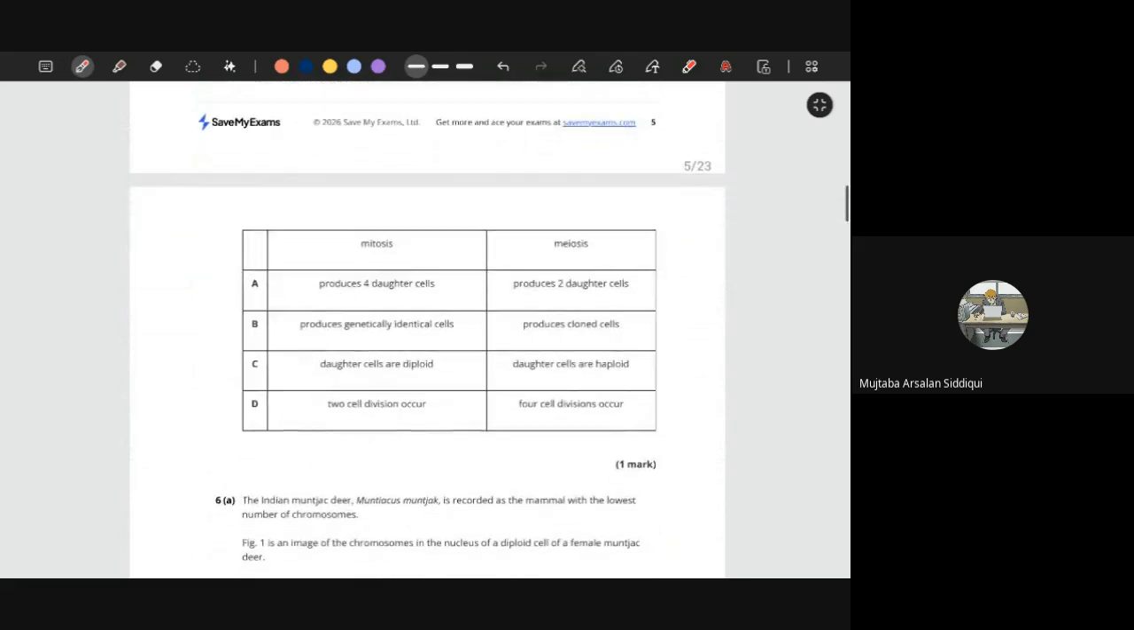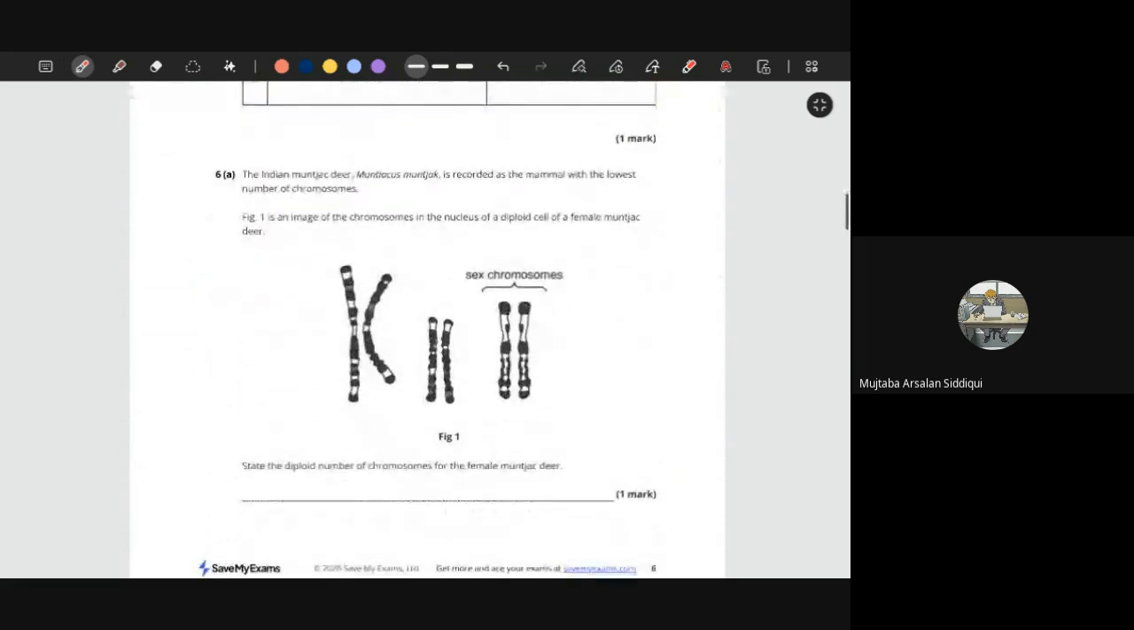Now, meiosis and mitosis. C. These are both diploid and then these are haploid, which makes sense, right? Because this produces gametes, and this should have been four daughter cells and this should have been two daughter cells, right?